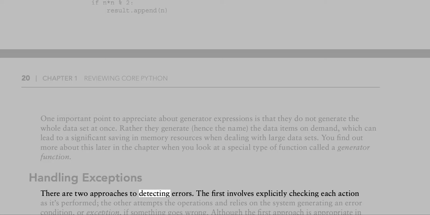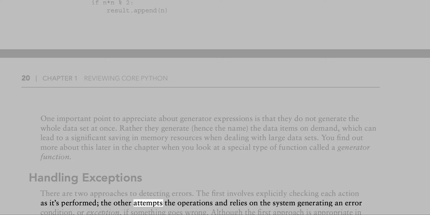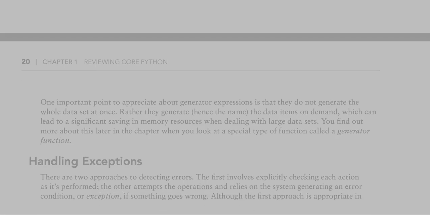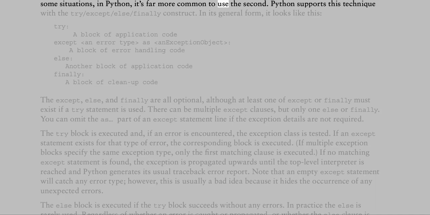Handling exceptions. There are two approaches to detecting errors. The first involves explicitly checking each action as it's performed, the other attempts the operations and relies on the system generating an error condition or exception if something goes wrong. Although the first approach is appropriate in some situations, in Python, it's far more common to use the second.